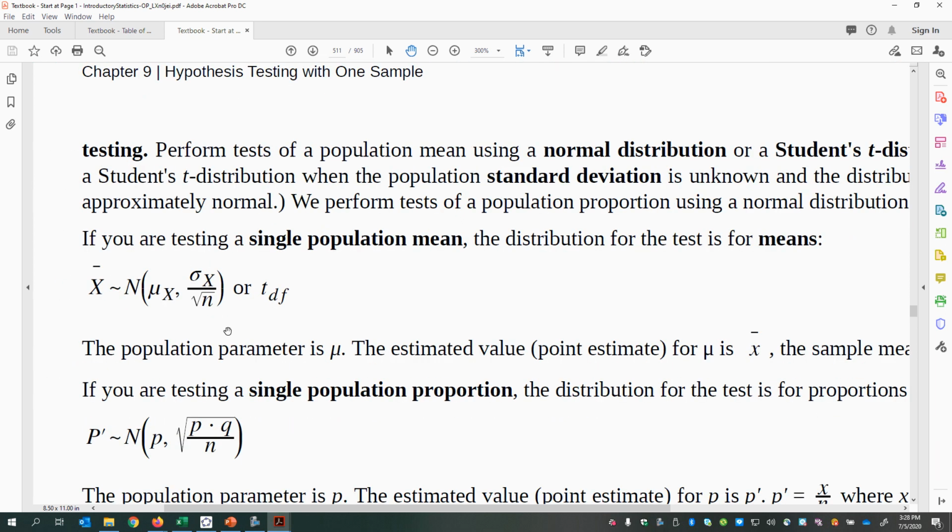Right, so if you don't know sigma, or in other words sigma is unknown, you will use a student's t-distribution. We also say if n is large, you can use the normal distribution even when you don't know the standard deviation of the population. I'm going to demonstrate the t-distribution compared with the normal distribution so that you can understand why we allow use of the normal distribution even when we don't know the standard deviation, as long as we have a large sample.